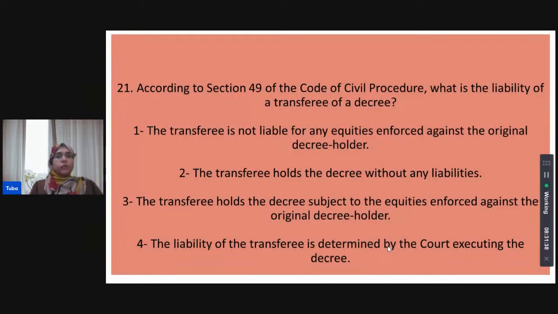Question number 21. According to Section 49 of CPC, what is the liability of a transferee of a decree? So, a transferee of a decree. Is it that the transferee is not liable for any equities enforced against the original decree holder? Is it that the transferee holds the decree without any liabilities? Is it that the transferee holds the decree subject to the equities enforced against the original decree holder? Or is it that the liability of the transferee is determined by the court executing the decree itself? Which of these is correct with respect to the liability of a transferee of a decree as under Section 49 of CPC?